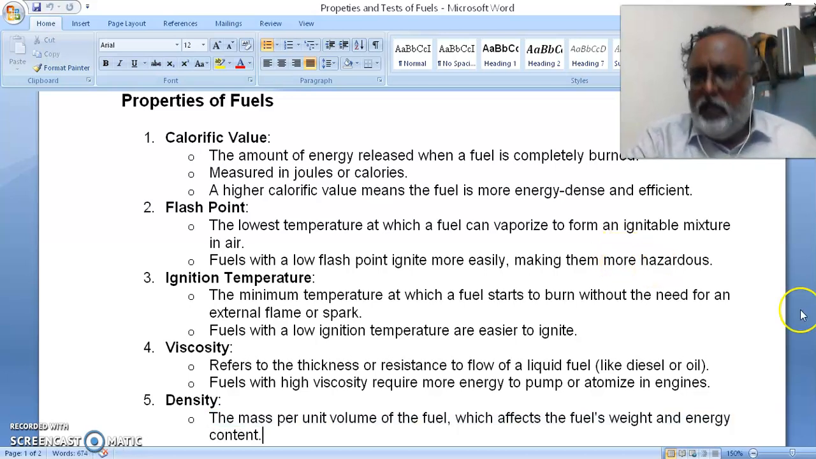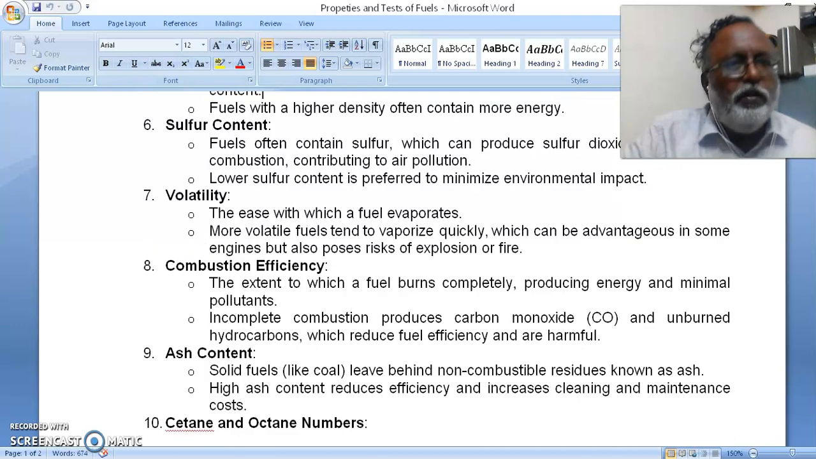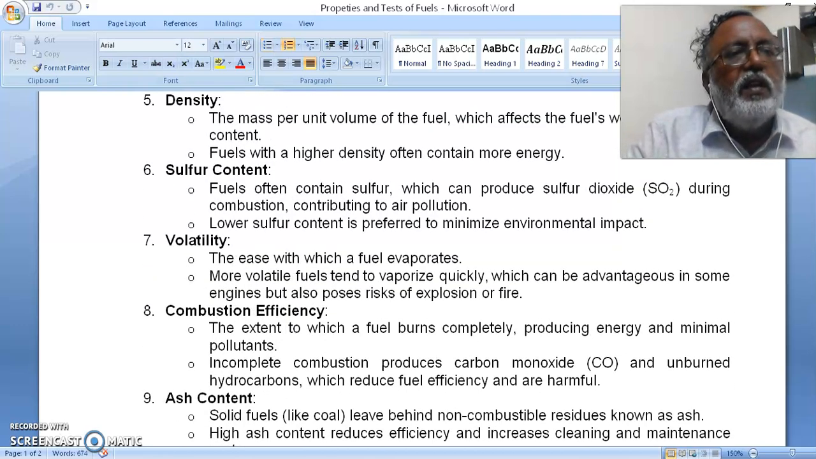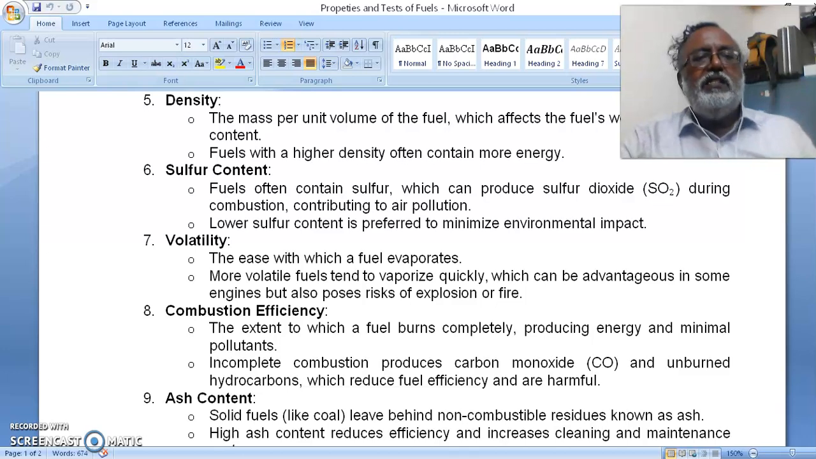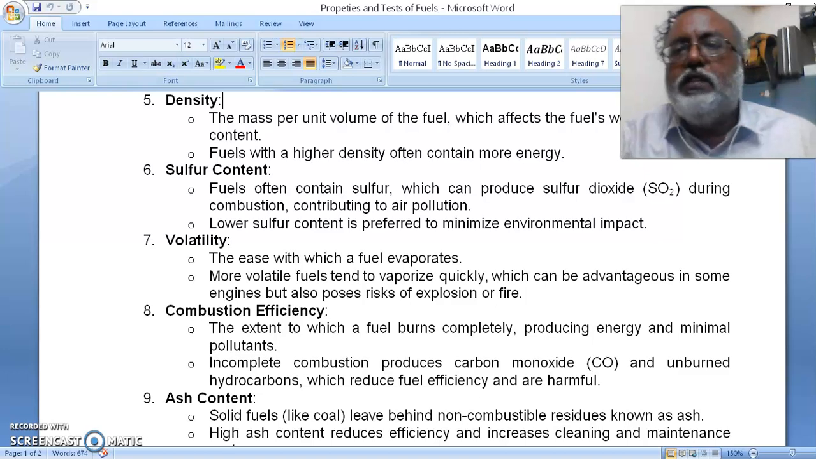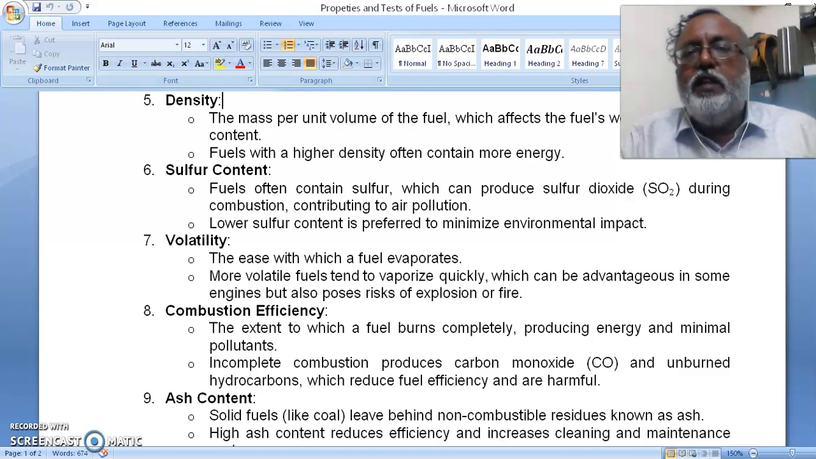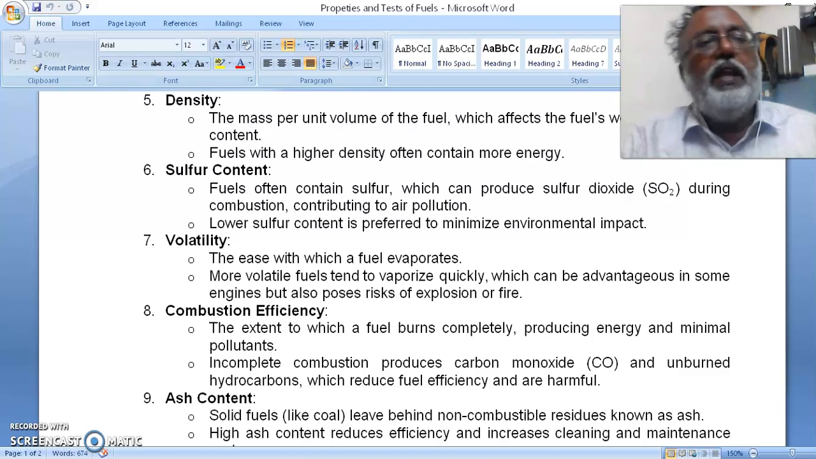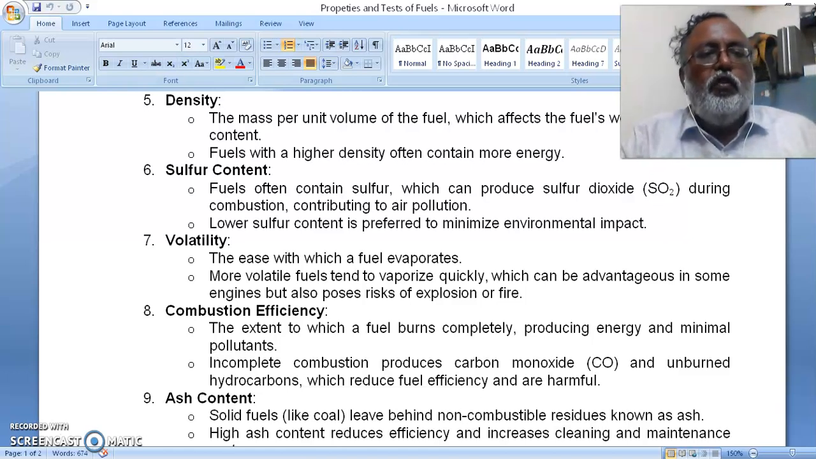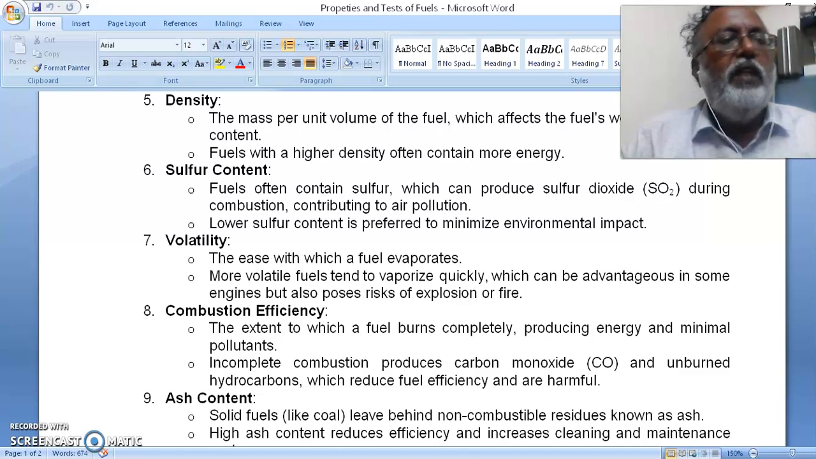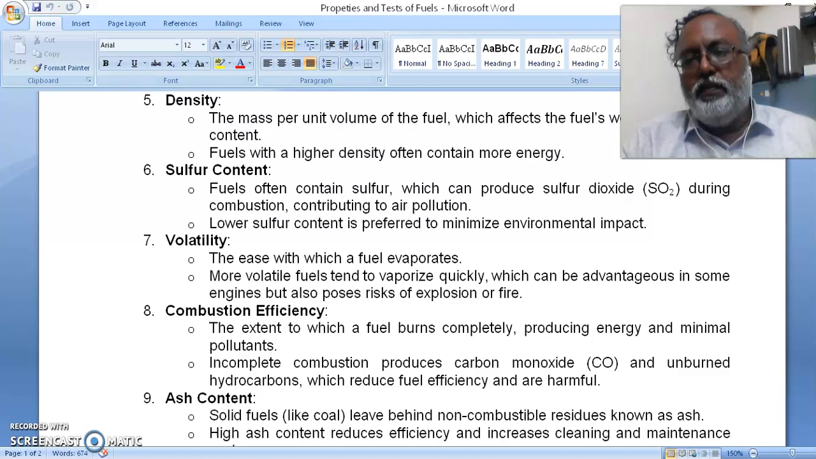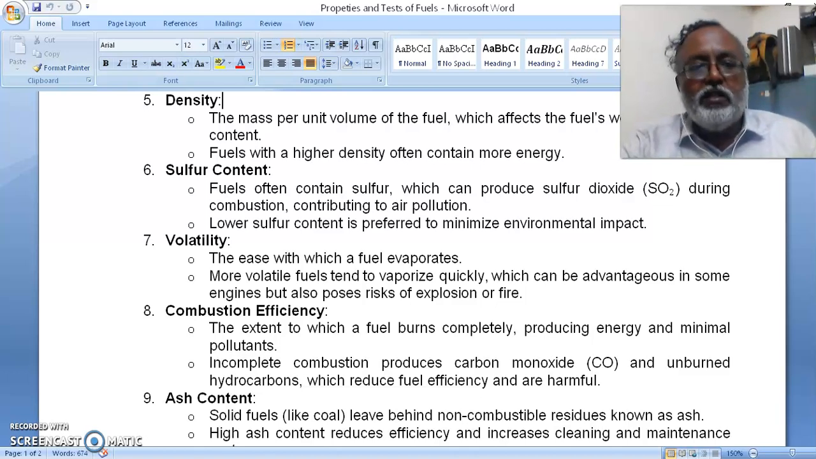You know about density. Density is the mass per unit volume of the fuel, which affects the fuel's weight as well as its energy content. Fuels with a higher density often contain more energy. When a fuel requires more energy, it should be more dense.